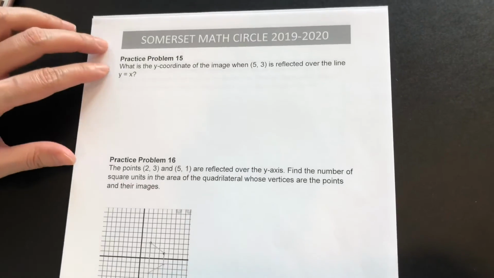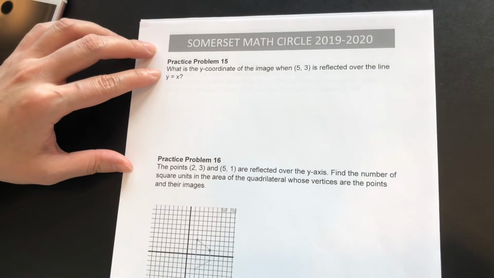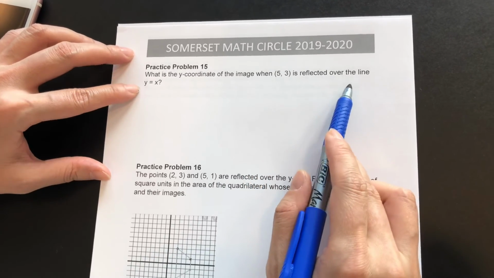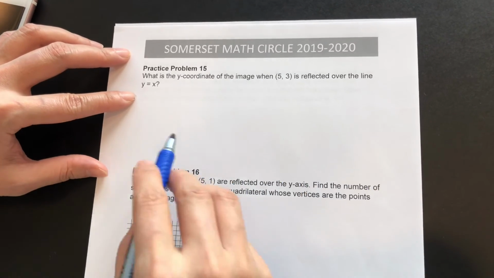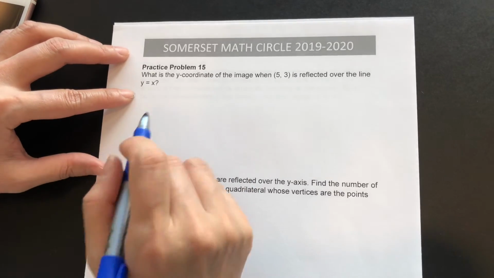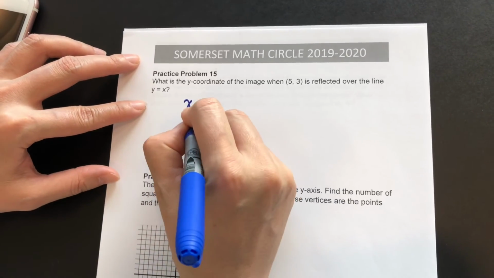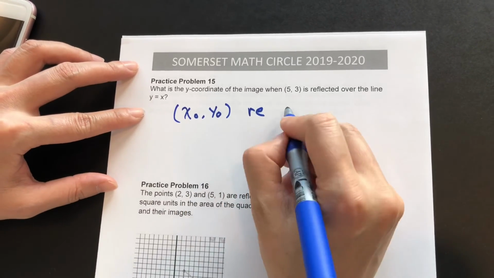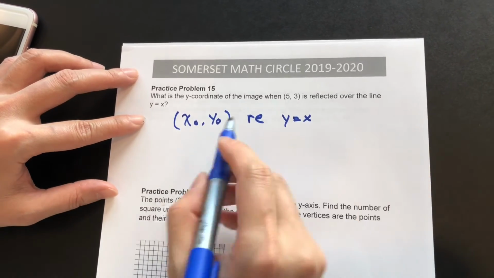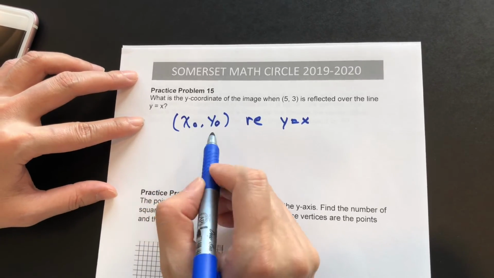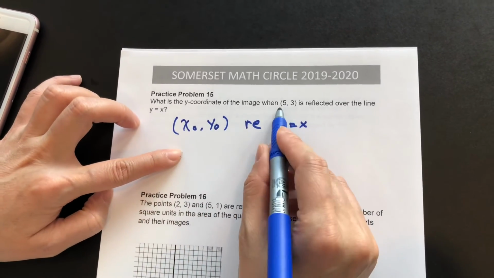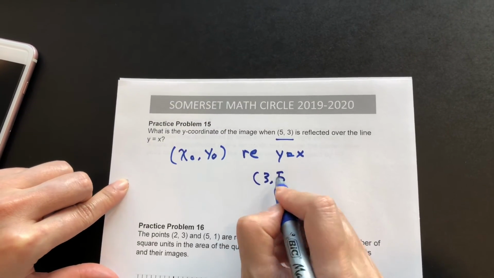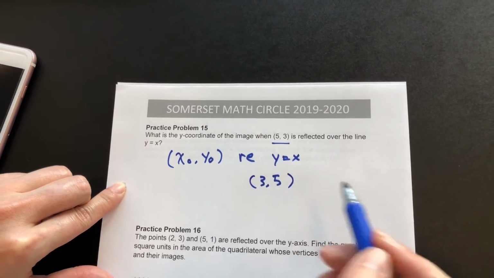Practice problem 15. What is the y coordinate of the image when point 5, 3 is reflected over the line y equal to x? So we've seen just now that if you want to find x0, y0 with respect to y equal to x, then we just reverse x and y, right? So this mirror point would just be 3, 5. Reverse the position for x and y.